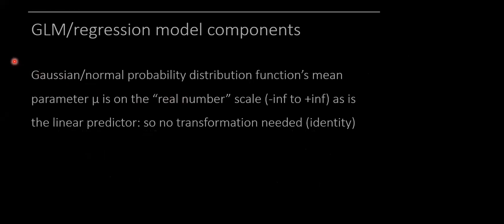So just to give you a quick feel for why we need to make these transformations: with a normal probability distribution, which is what we use with linear regression, the mean parameter mu is on the real number scale. So mu can vary from negative infinity up to positive infinity. And if you remember, we said the linear predictor can also vary from negative infinity to positive infinity. So the two things are on the same scale, and we don't need any transformation. In linear regression, the transformation is implicitly called an identity transformation, which basically just means we don't do any transformation. So that's nice and easy.